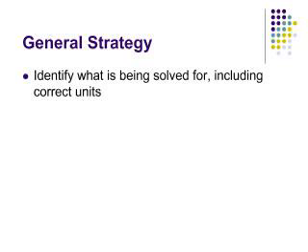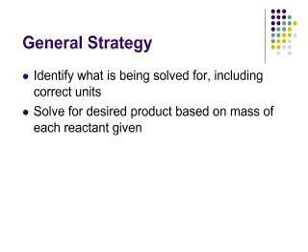All right, let's talk about the general strategy for solving these problems. Now that we can identify them, we have to know what to do with that information. You do want to make sure you know what you're solving for, including the units. Now the real core of this strategy is we're going to solve for the desired product, doing a factor label based on the amount of each reactant that we have information for. What this means is if we have two reactants that we were given mass information, we have to do two factor labels to figure out who the limiting reagent is.